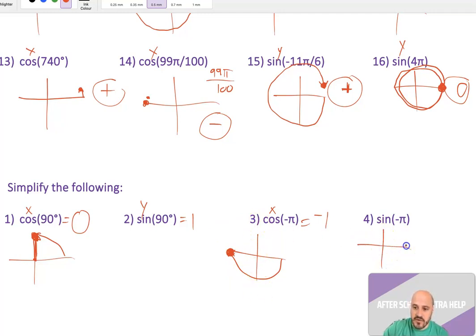And if, I guess I didn't have to draw this again, whatever, we'll draw it one more time. And how about the y value? What's the y value when I get to negative pi? Well, I'm at 0, right? I'm not any positive or negative. I'm right on the x-axis, so I'm at 0.